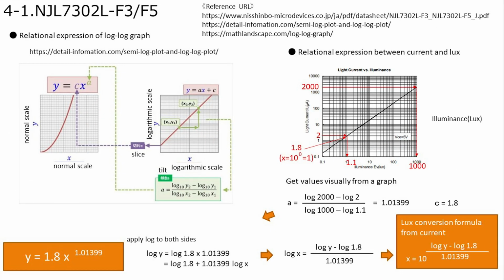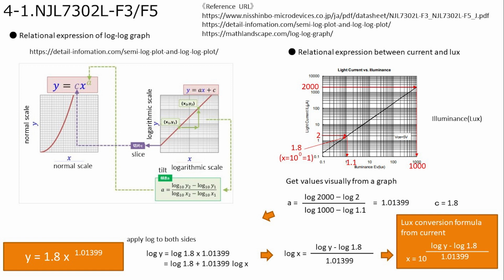Move on. Calculate the relational expression from the graph of the flowing current and lux. We will use this formula for lux measurement. The relationship graph is calculated assuming that both axes are logarithmic graphs and that the relationship is represented by a perfect straight line. The linear relationship of the double logarithmic graph can derive the slope and intercept as shown in this figure. To calculate the slope, we obtain two values from the graph by measurement.